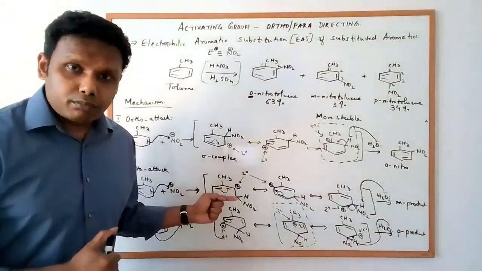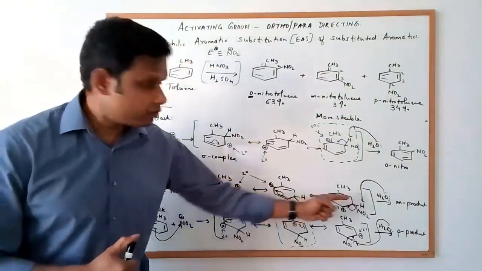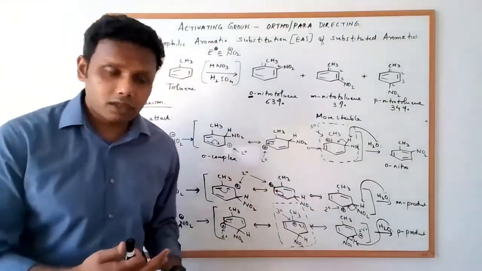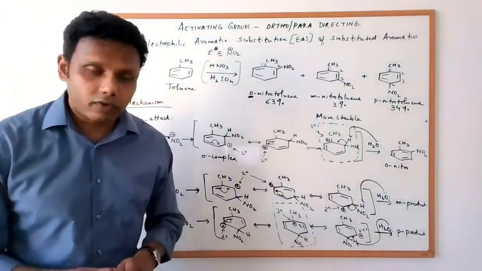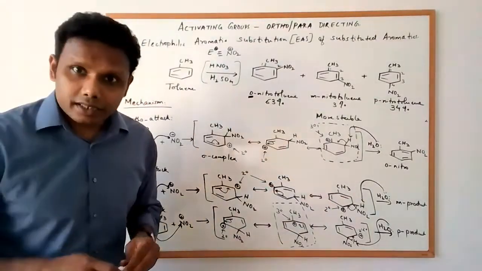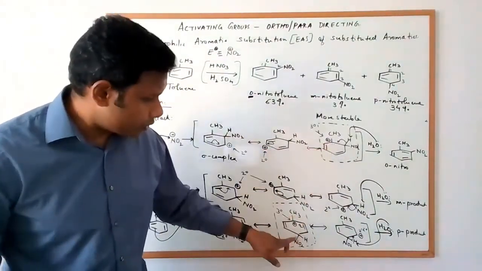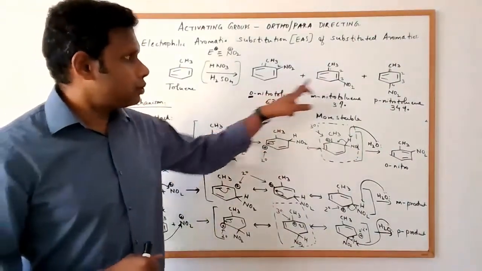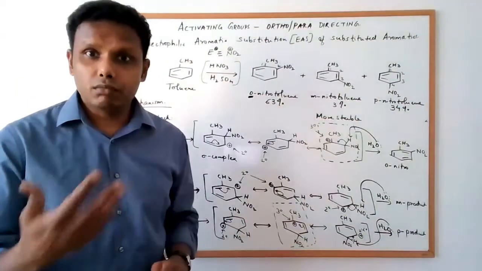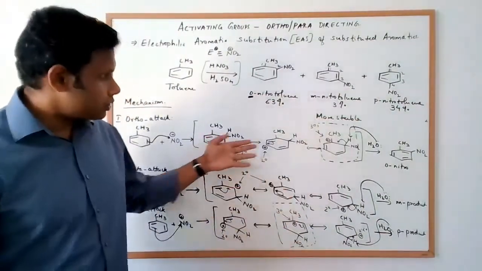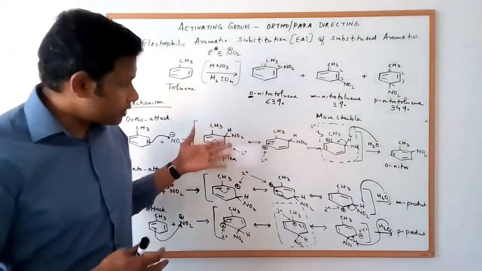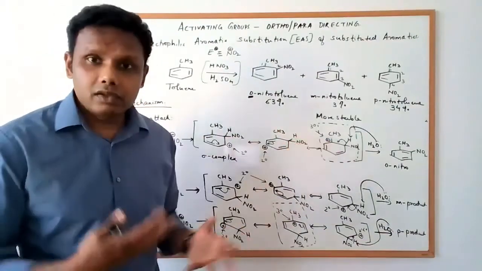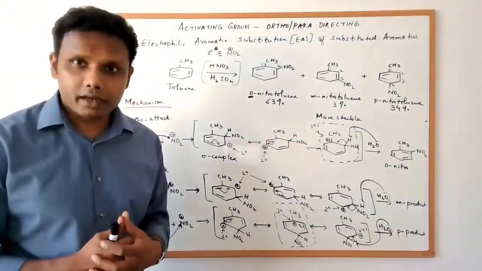As far as the mechanism for the formation of the meta product is concerned, the carbocation remains secondary throughout all of these resonance forms. So the extra stabilization that this tertiary carbocation brings in is responsible for the ortho and the para products being major products, because the transition state leading to this sigma complex is going to be stabilized because there is the involvement of a tertiary carbocation here.